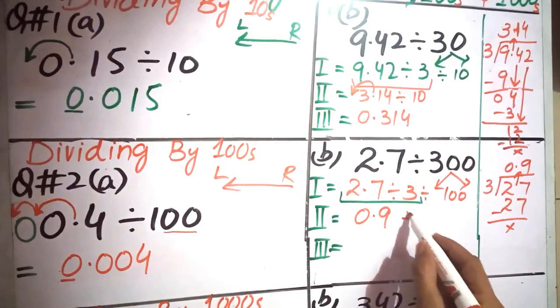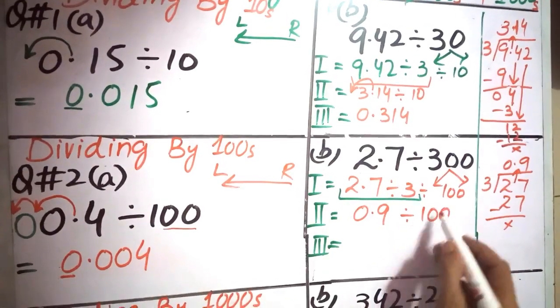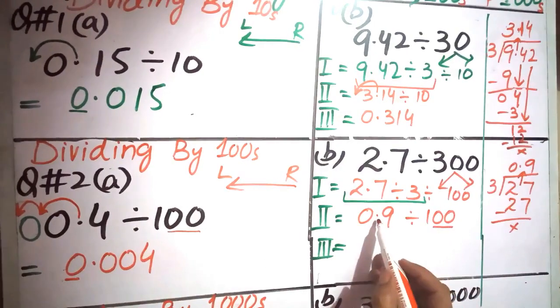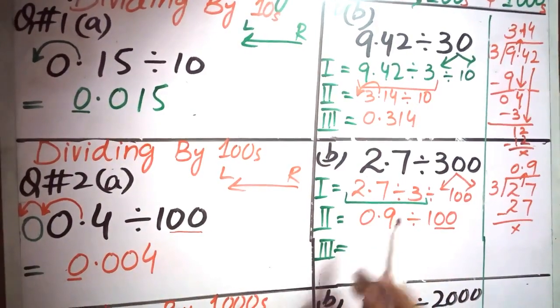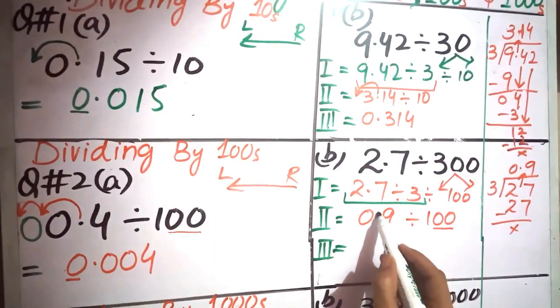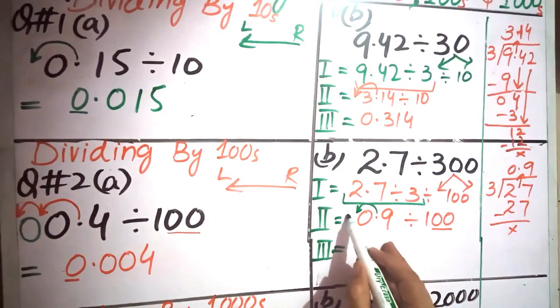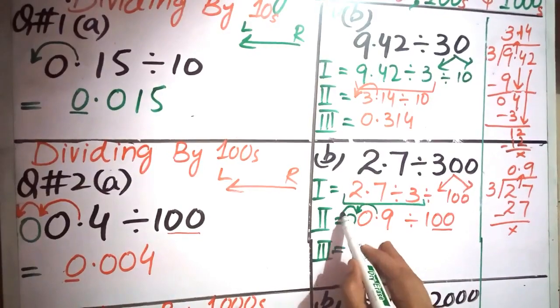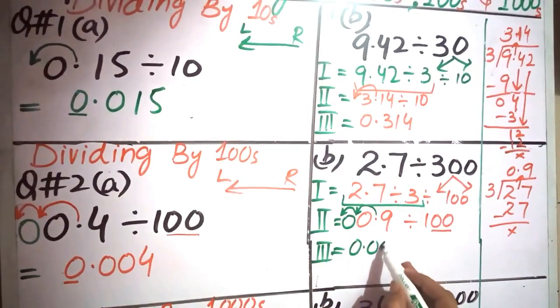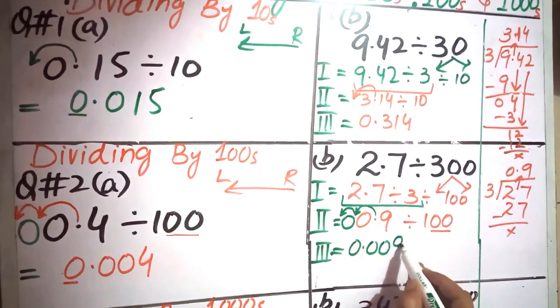Then you will get 0.9 divided by 100. Again see, we have two zeros and we have to shift the point two times, but we have only one digit. We have to put one more digit to shift the point twice. Then the number will become 0.009.